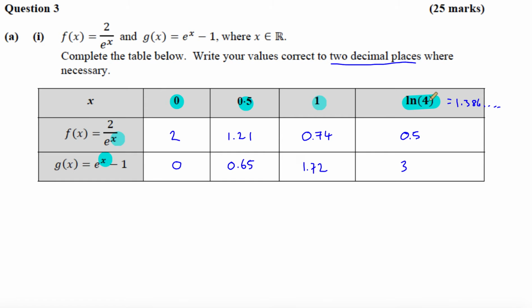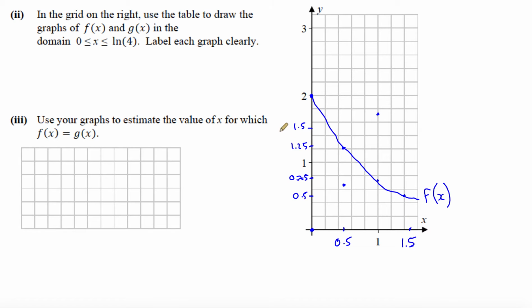And finally at the natural log of 4, or 1.39, we're going up to 3. So 1.39, which is here, we're going to go all the way up to 3. Okay, so there's our graph, this one should be a bit easier to draw.